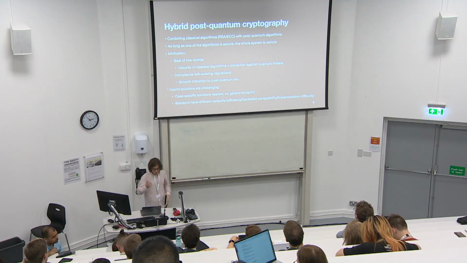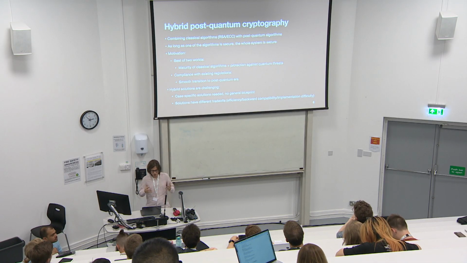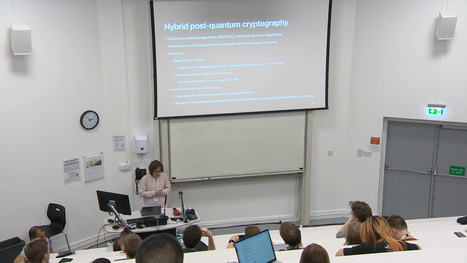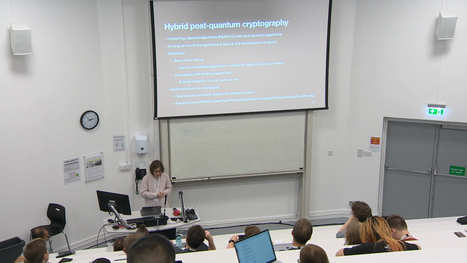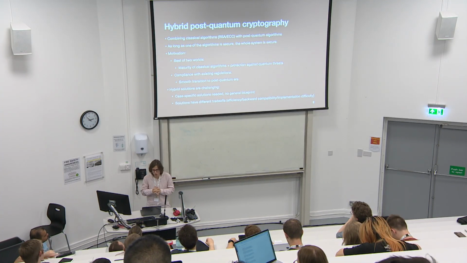The trend now in post-quantum crypto is also to hybridize it. What does it mean? It is to combine classical algorithms with post-quantum algorithms. The hybrid post-quantum solutions have the property that as long as one of the algorithms is secure, the whole system is secure. The motivation is that you want the best of both worlds, which is the maturity of classical algorithms and the quantum resistance of post-quantum algorithms.